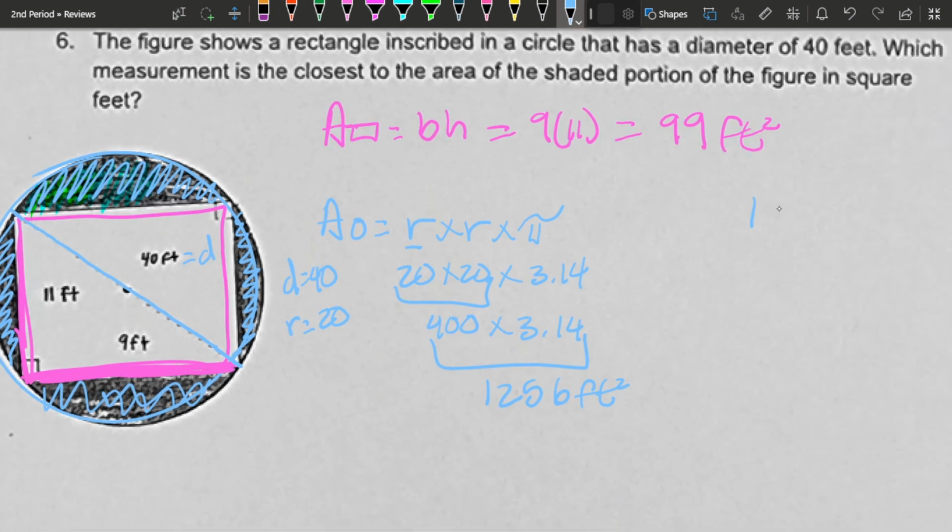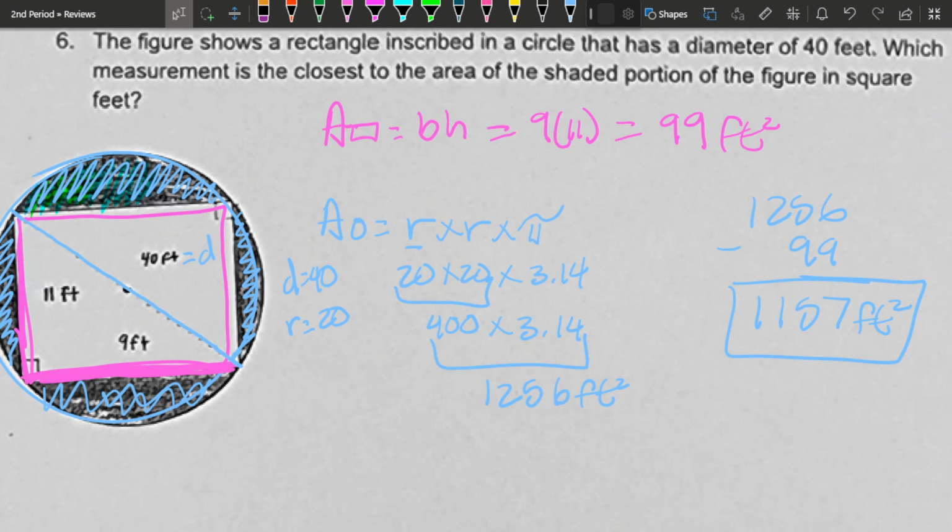So we're going to take the rectangle away. I'm going to take my circle and take away the rectangle. And this is going to give us 1157 feet squared. So the area for only the blue shaded region is 1157 feet squared.